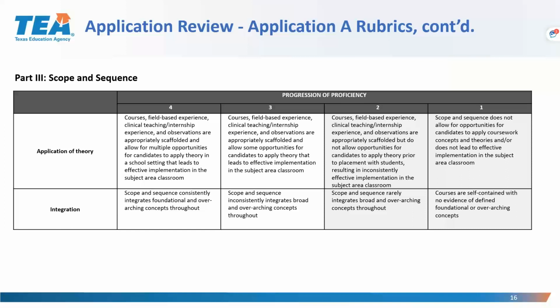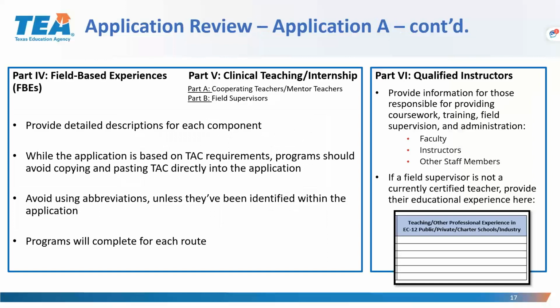Let's now take a look at parts 4 through 6 of Application A. Parts 4 through 6 of Application A are program process focused. Here, programs will provide information about the program's requirements for field-based experiences, clinical teaching, or internships, including cooperating teacher, mentor teacher, and field supervisor information. Let's take a moment to read through the information on this slide.